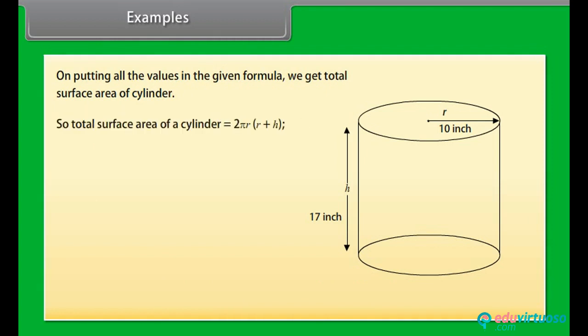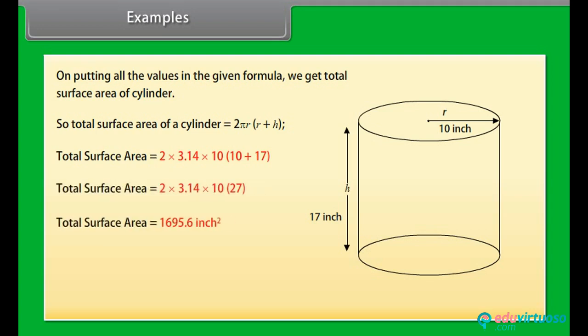So, the total surface area of a cylinder is equal to 2 pi r into r plus h. Total surface area equals 2 into 3.14 into 10 into 10 plus 17. Solving this, we get the total surface area as 1695.6 inch square.